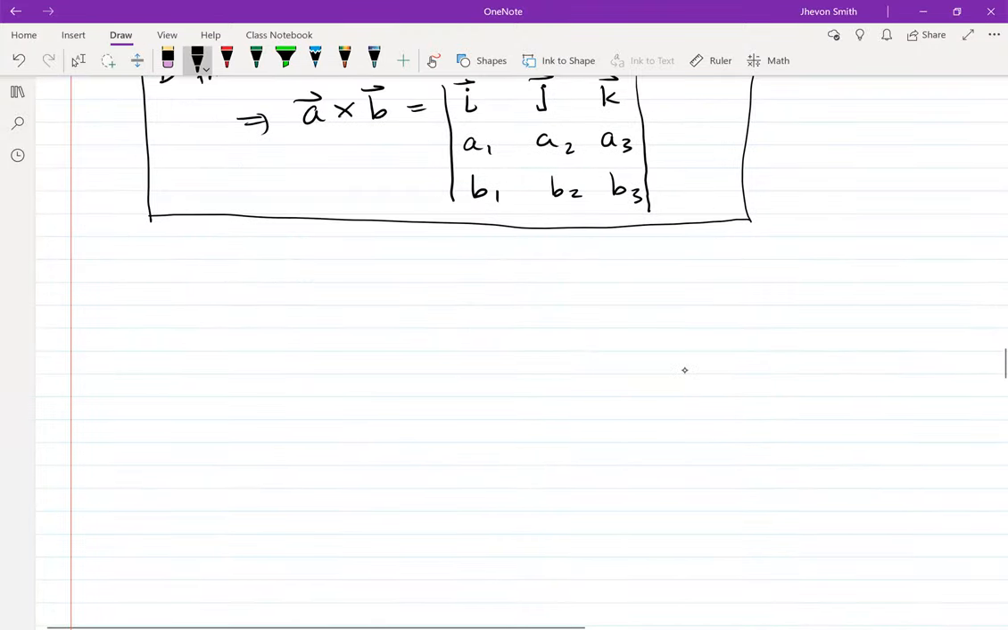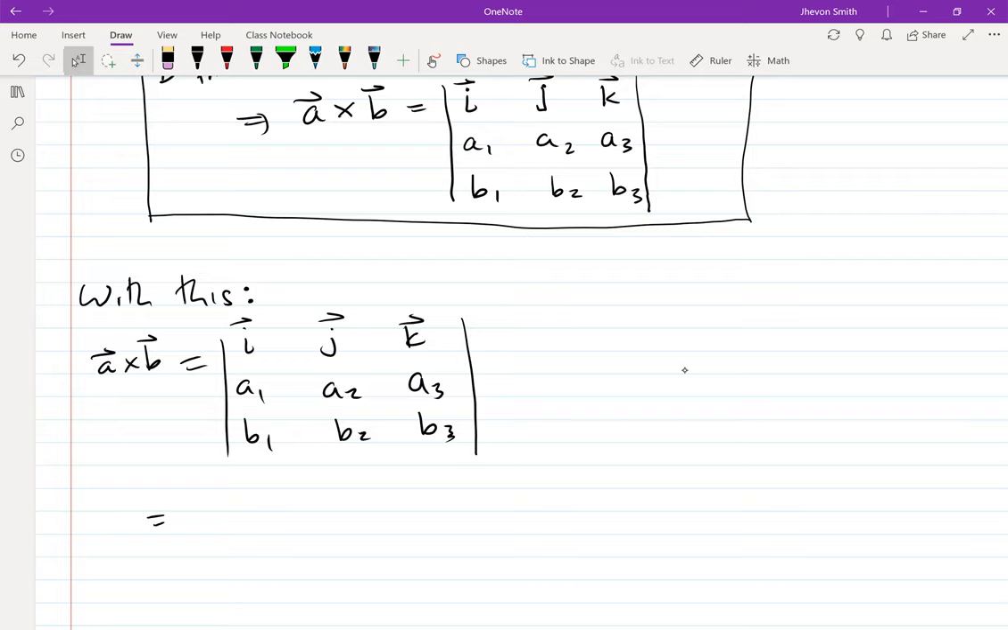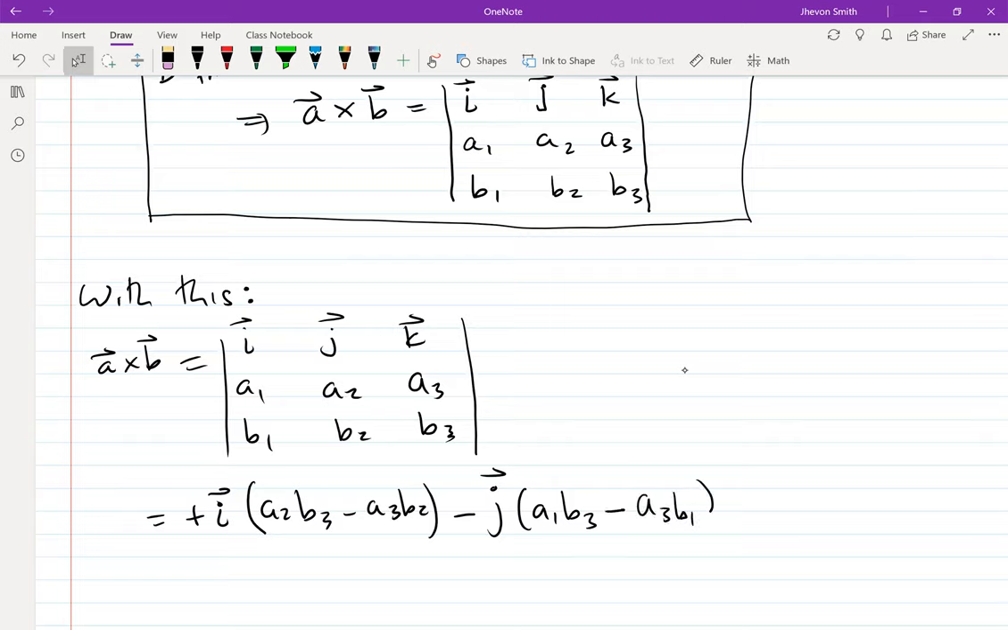With this, I'm going to derive back that formula that we so painstakingly derived earlier. My A cross B is going to be equal to I, J, K, A1, A2, A3, B1, B2, B3. This is going to be equal to plus I times, block out everyone in this row and this column, so it's going to be A2 B3 minus A3 B2, minus J times, block out everyone in his row and his column, A1 B3 minus A3 B1, plus K times, block out everyone in his row and his column, you get A1 B2 minus A2 B1.